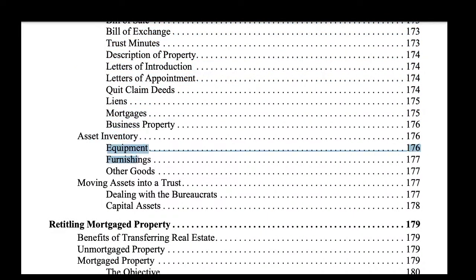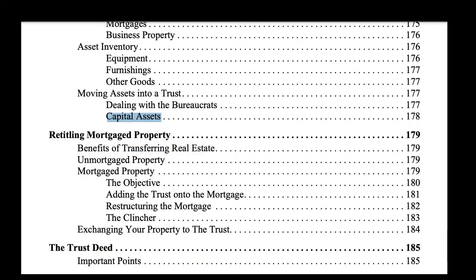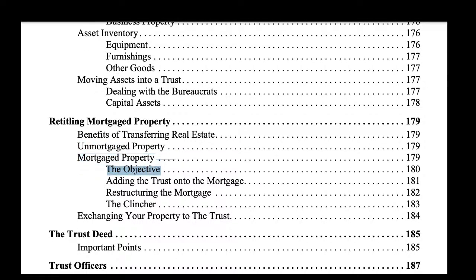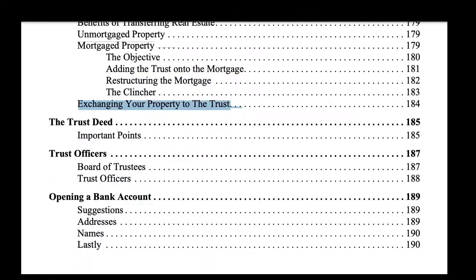Asset inventory, equipment, furnishings, other goods, and moving assets into a trust. Dealing with the bureaucrats, capital assets. Then we have retitling mortgage property, the benefits of transferring real estate, unmortgaged property, and then we'll go over some of the details for mortgage property. The objective, adding the trust onto the mortgage, restructuring the mortgage, the clincher, and exchanging your property to the trust.